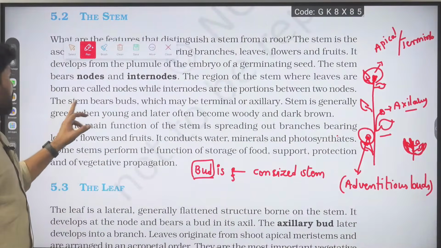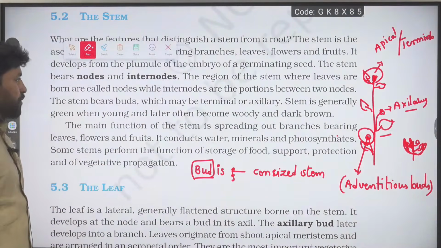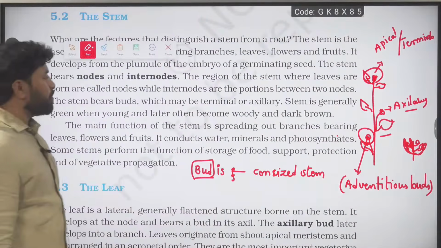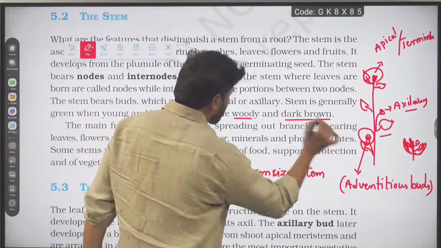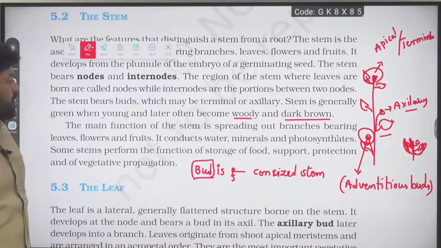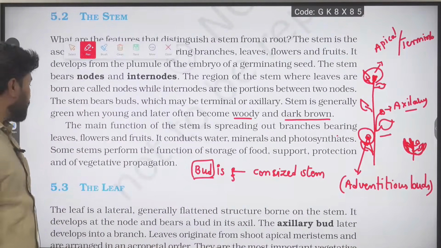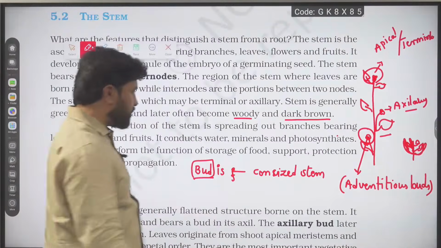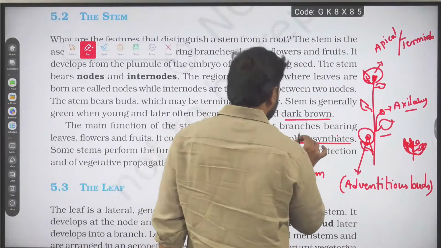Adventitious bud. Then what they are saying: the stem bears buds which may be terminal or axillary. The stem is generally green when it is young, and later often becomes woody and brown. The main functions of the stem are spreading out branches, bearing leaves, flowers and fruit. It conducts water, minerals and photosynthates. What do you mean by photosynthates? Photosynthates are nothing but food.